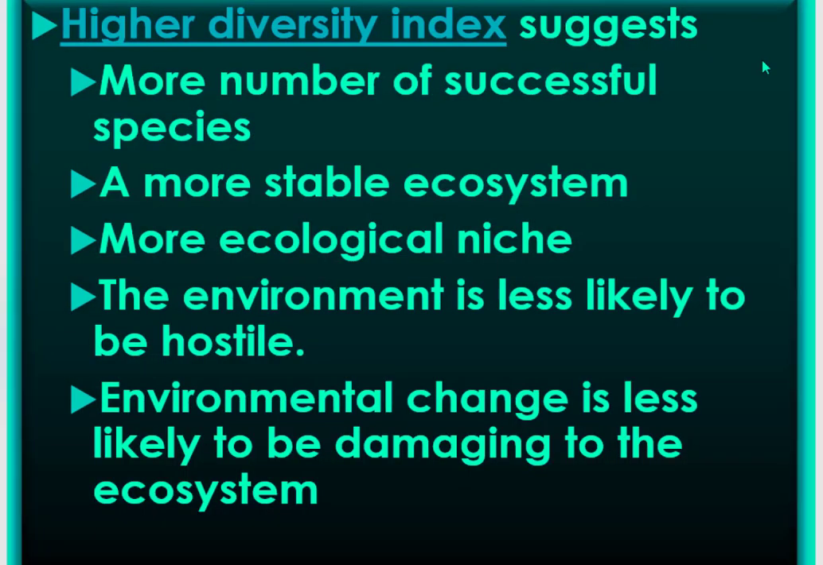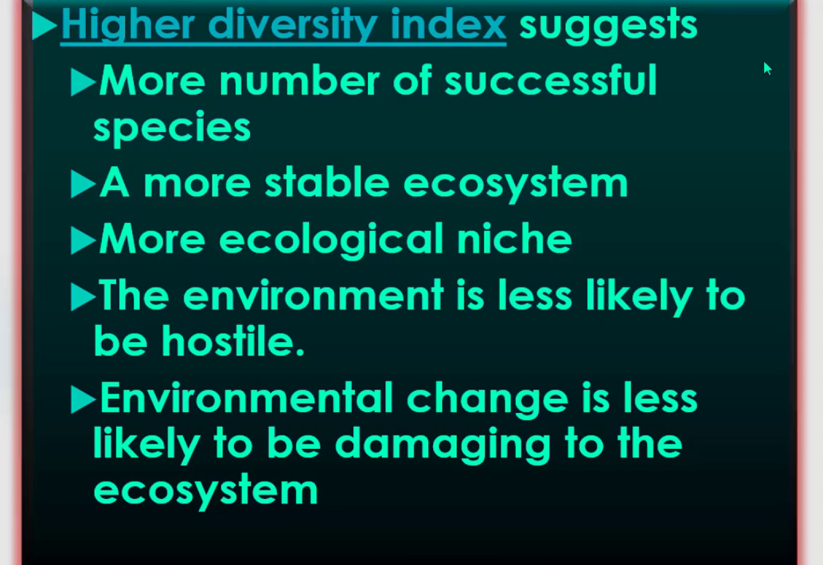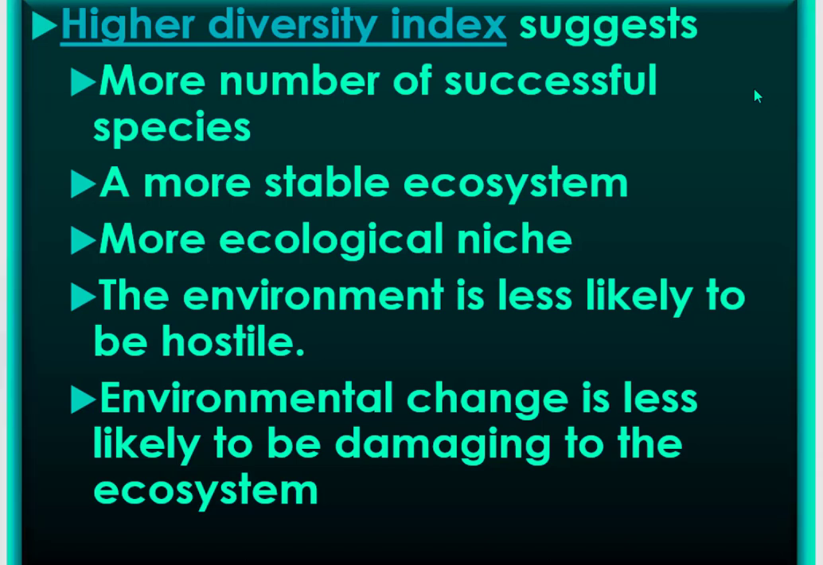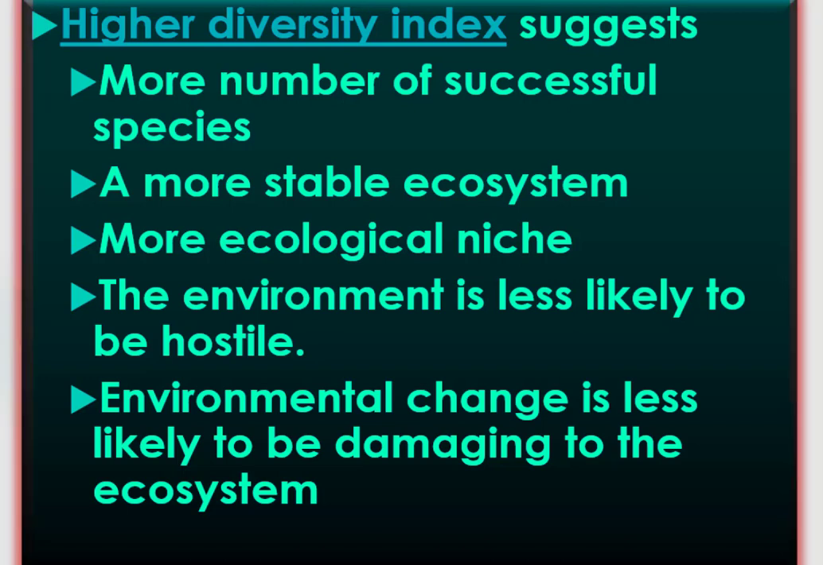In contrast, when the index of biodiversity is high in a given ecosystem, it suggests that a larger number of successful species flourish in this ecosystem and it becomes more stable. Therefore, the ecosystem can support more ecological niches and complex food webs. That means the environment is less likely to be hostile and environmental changes are less likely to be damaging in this ecosystem.